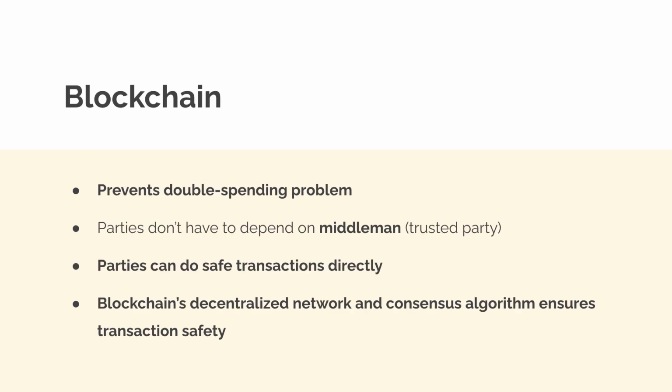Now, the blockchain is decentralized, and it actually solves the double spending problem, because on the blockchain, you don't have to depend on any kind of intermediary trusted party. I can send the money directly from me to you. I don't need any kind of trusted middle party, and I still won't be doing a copy, because copying money would not be sending it. With the blockchain, parties can do safe transactions directly. The way that the blockchain achieves this is with its decentralized network and its consensus algorithm.